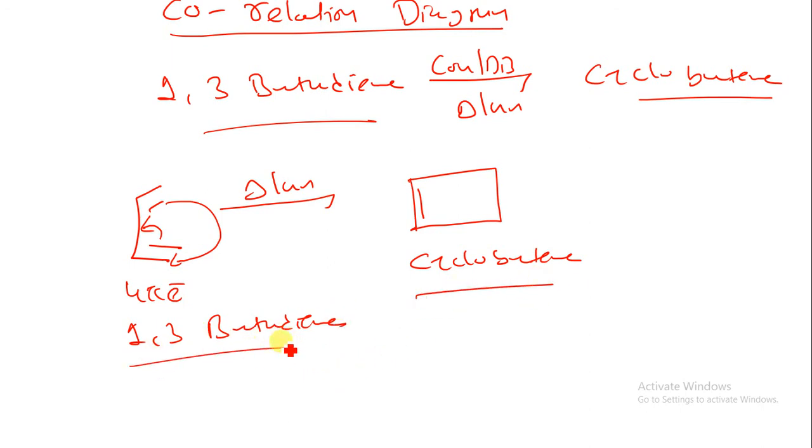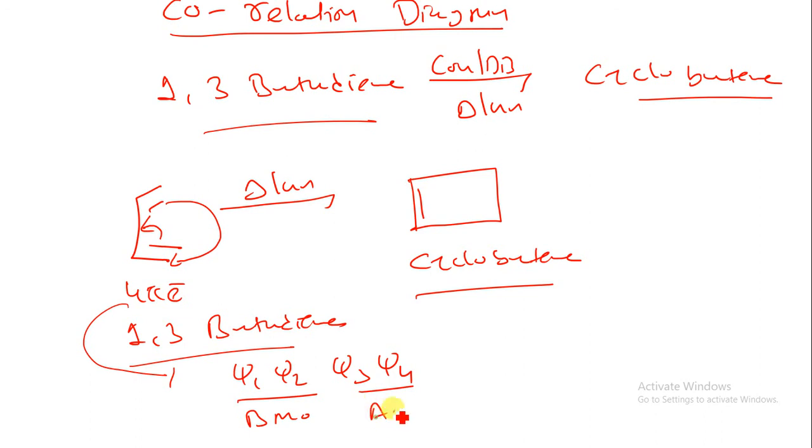So what is the difference between them? Here we have 4 pi electrons, so we can say that there will be 4 wave functions, psi 1, psi 2, psi 3 and psi 4. Psi 1 and psi 2 will remain in the BMO and psi 3 and psi 4 will remain in the ABMO. In the cyclobutene structure there is a pi bond and a sigma bond formation. So first sigma, pi, then pi star and sigma star. Now we have to see the correlation diagram for 1,3-butadiene for the electrocyclic reaction.